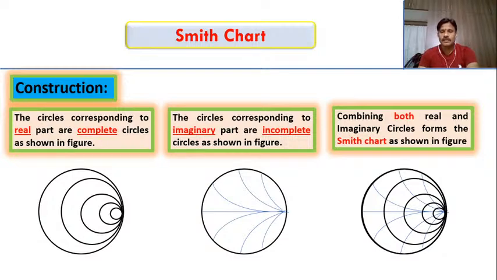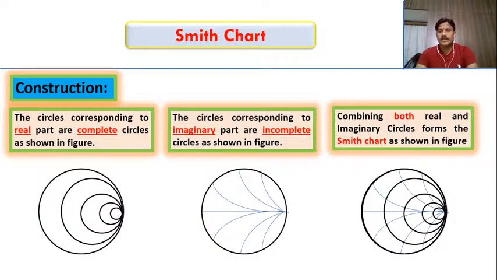In order to understand very clearly and to avoid complexity, we have taken 5 real circles, and 4 imaginary circles at the top side and 4 at the bottom side. Why these lines are represented like this, you will see in the next slide. For example, if we want to locate a particular impedance value on the Smith chart, then it will be clear.